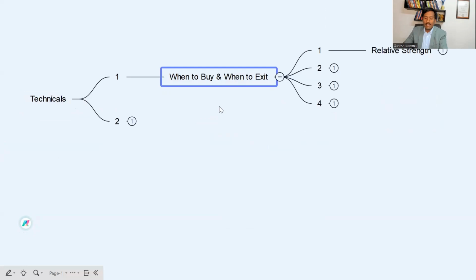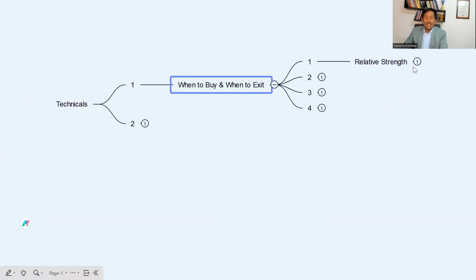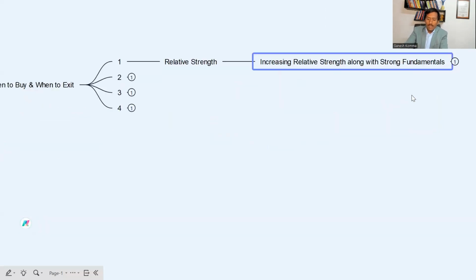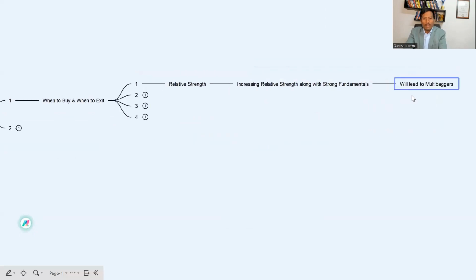And yes, in technicals, we check the relative strength of a company, right? When the relative strength of the stock is strong with respect to the benchmark, and it is also coupled with good fundamentals, those are the companies that will lead to multi-baggers.